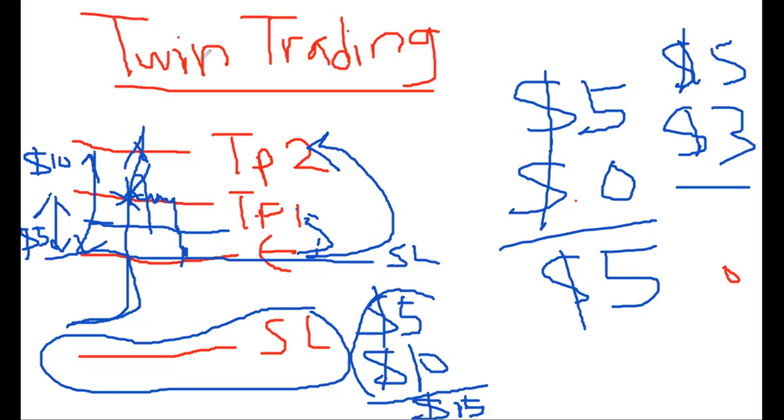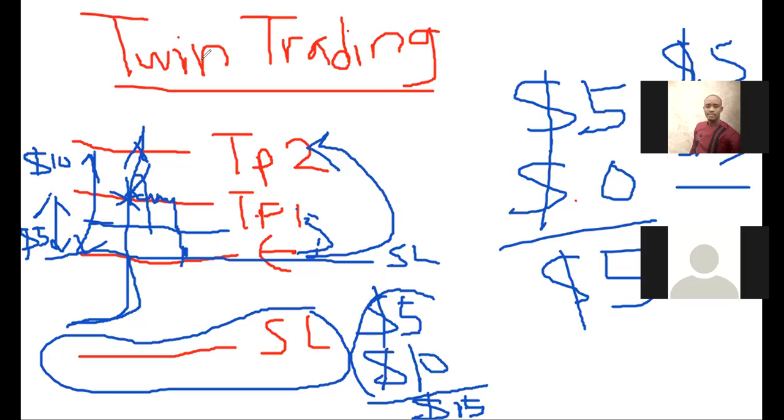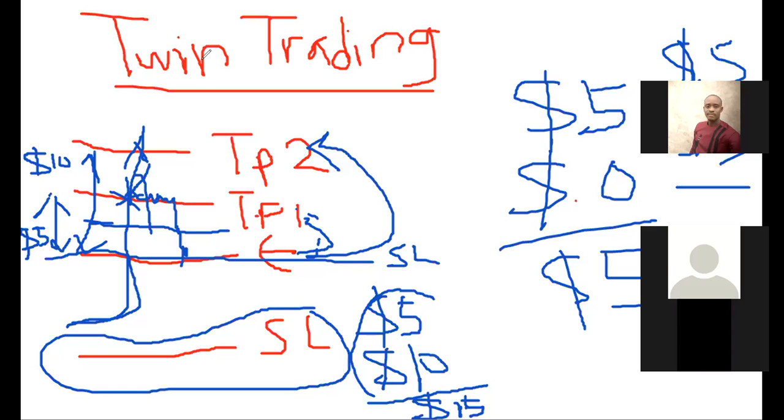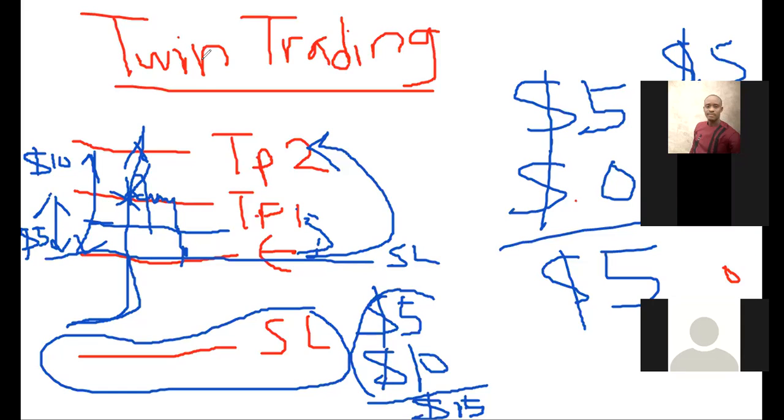So let me give a quick recap of what I did today. I talked about partial closing. I gave detailed analysis on how to work on partial closing. Then later, I spoke about trade stopping. Then after that, I went ahead and talked about twin trading. So that was exactly what I did for today.